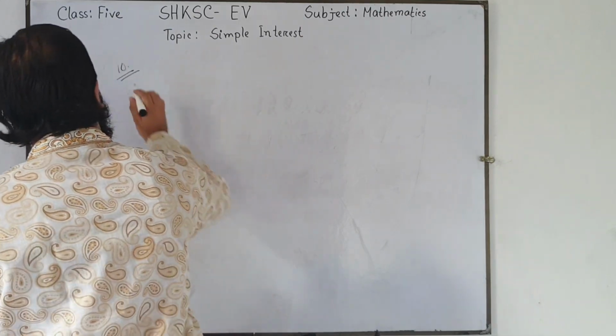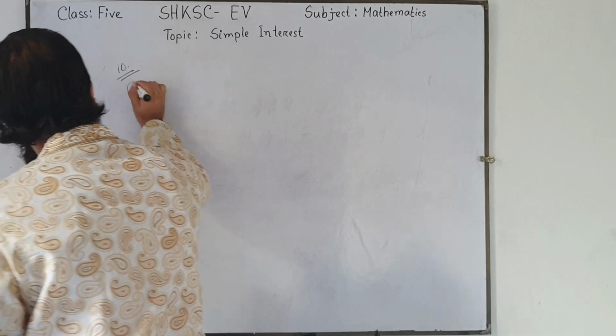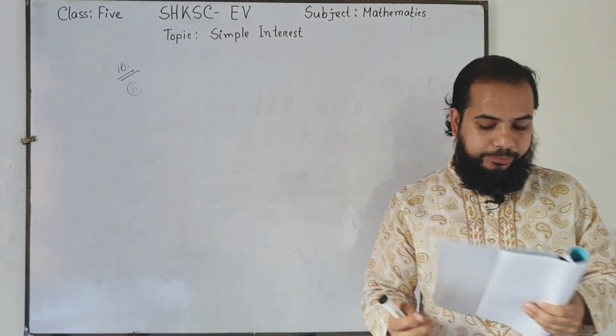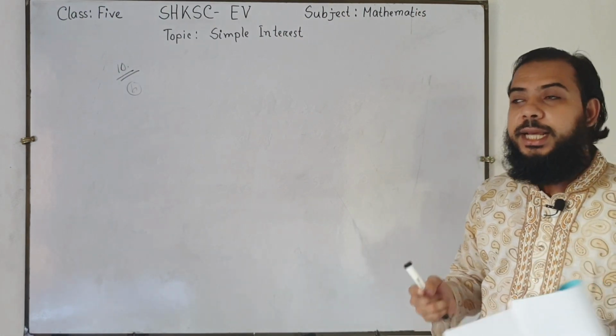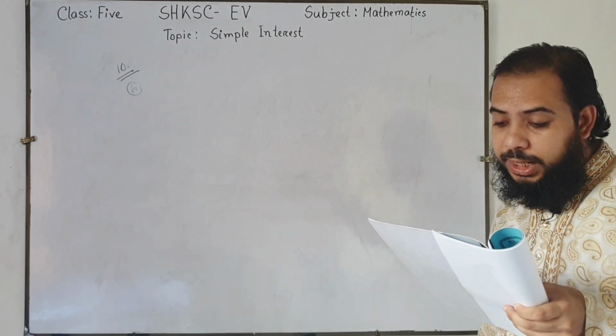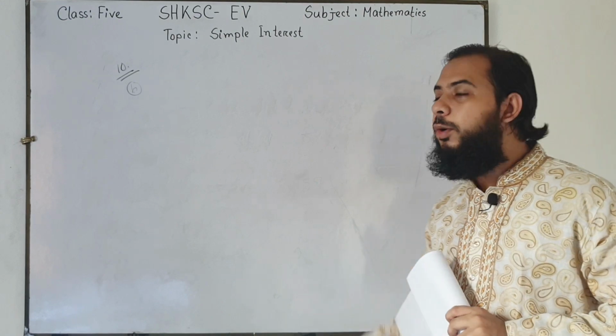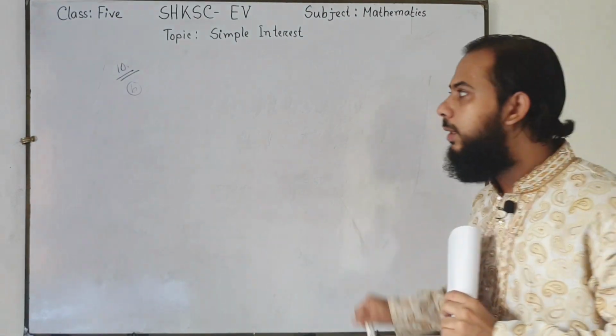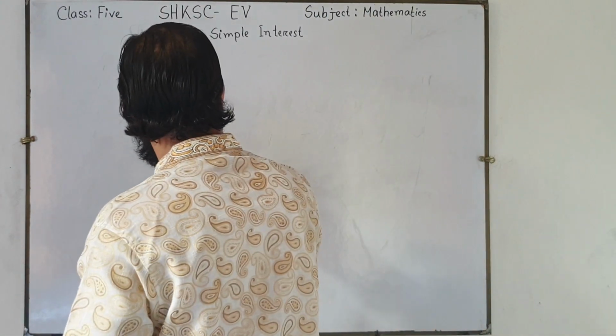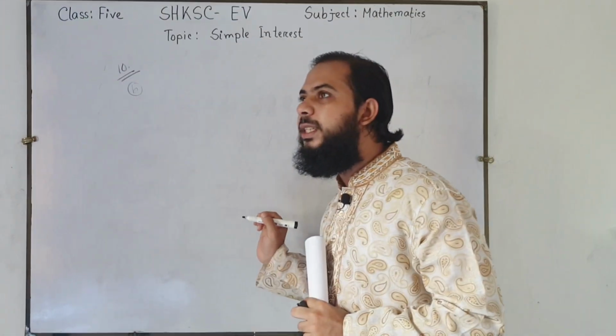Now we solve question number B. How much money would he pay back after 10 years? That means after 1 year he has to pay the interest of 360 taka. So after 10 years he has to pay back the interest, 360 times 10.